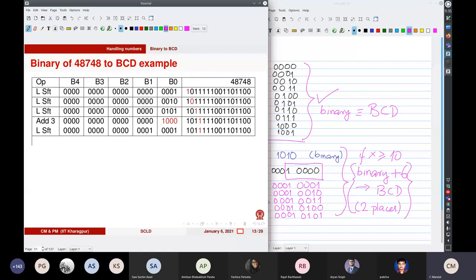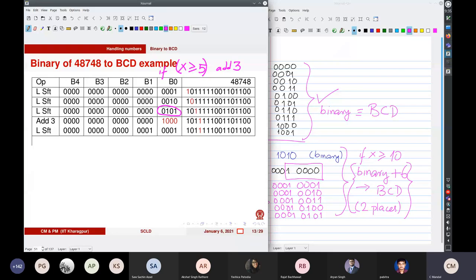Whenever the value here is greater than or equal to 5, if x is greater than or equal to 5, add 3. So that's what we have done. We have added 3 here, and then we shift. So after you add 3 and shift, basically what you are doing is you are adding 6, because that is getting multiplied by 2. So you are adding 6.